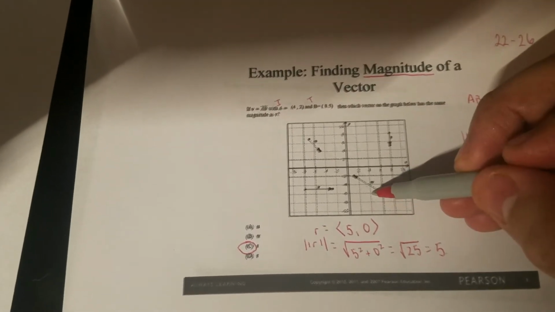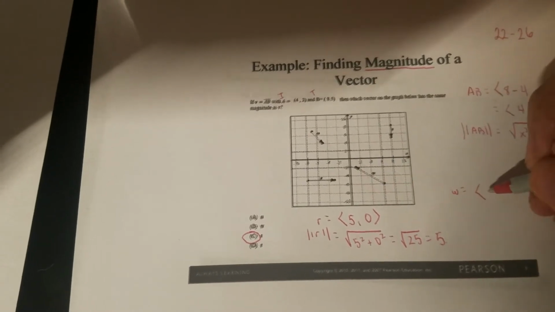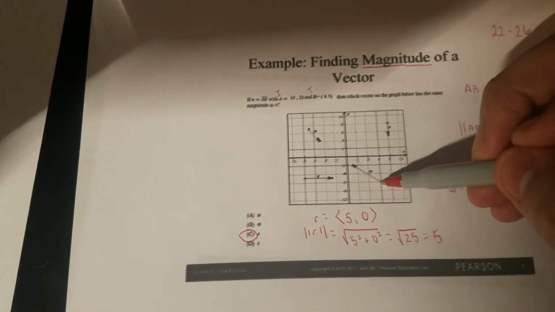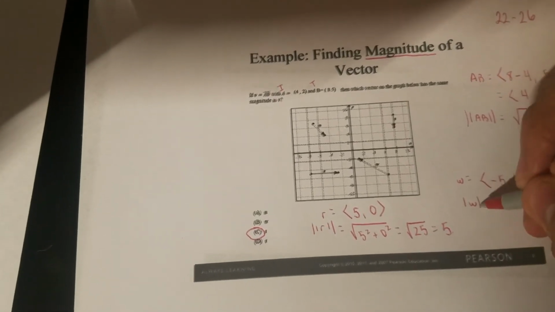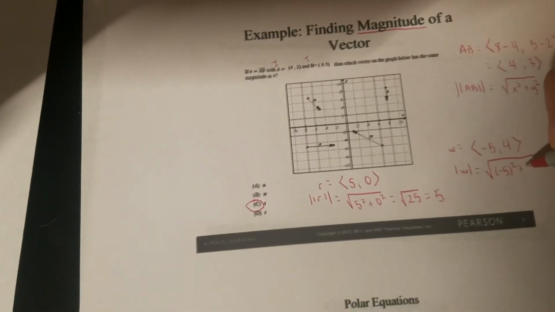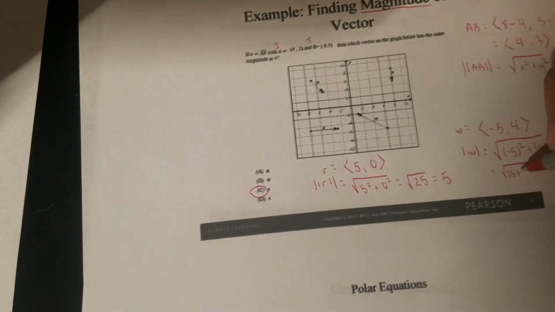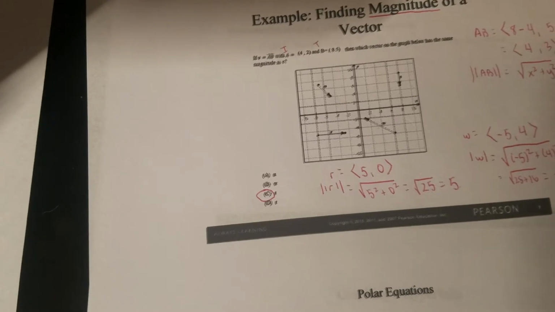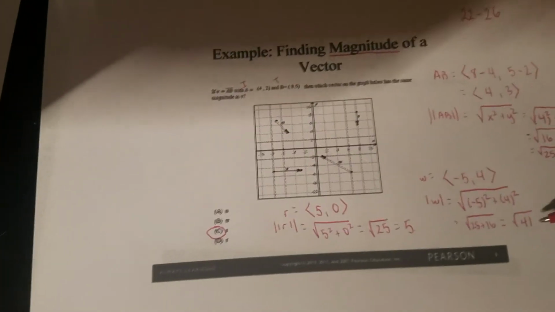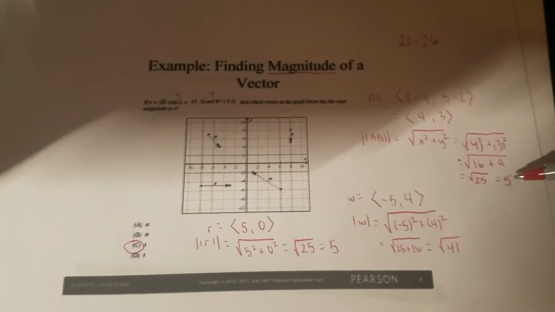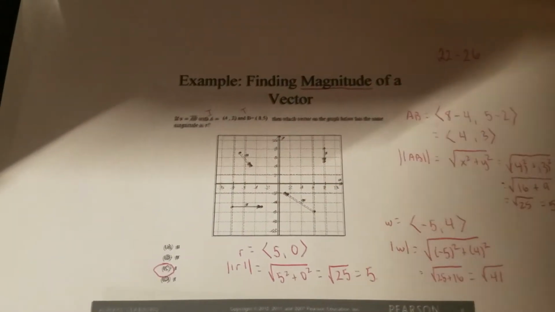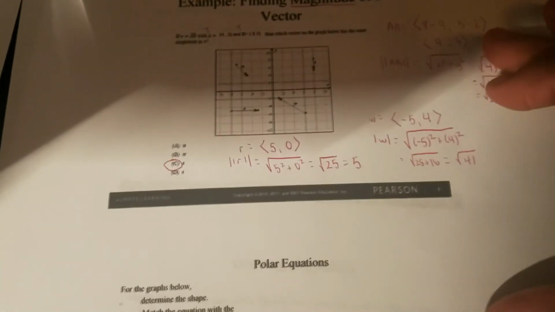This one is moving 5 in the negative direction, so negative 5. And then it moves 4 in the y direction, so the magnitude of W would be the square root of negative 5 squared plus 4 squared, which is 25 plus 16, equals the square root of 41. So different. Square root of 41 doesn't equal 5, so that's why W cannot be the answer. So last one's here.